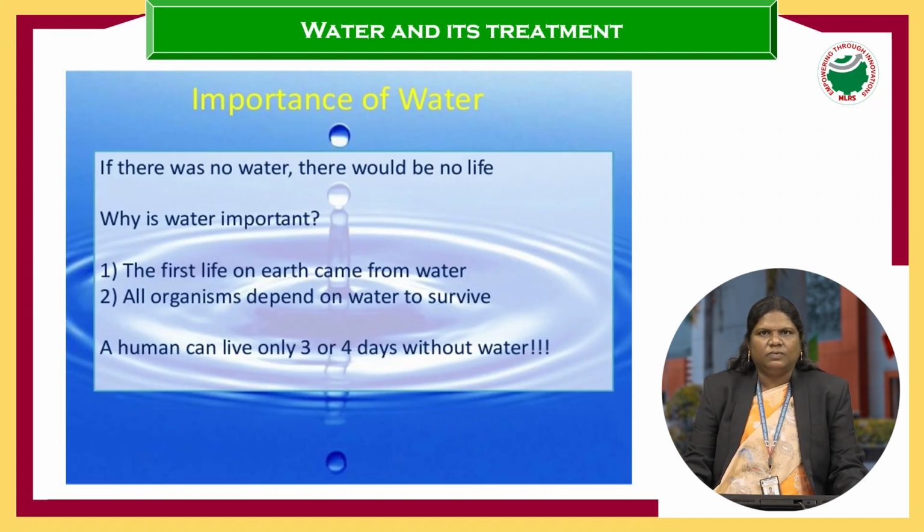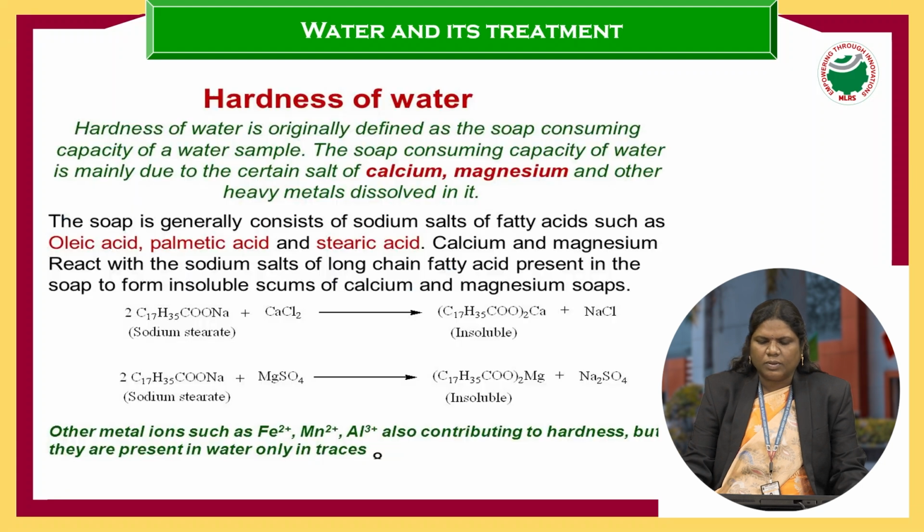First of all, what is water? We know water is a universal solvent. Without water, we can live for one or two days. But the first life on earth started in the water. The single cell organisms evolved from the water itself. All the organisms depend on water for survival. Our human body also consists of 70% water. That much importance water has in our daily life. All the plants and animals cannot survive without water for long.